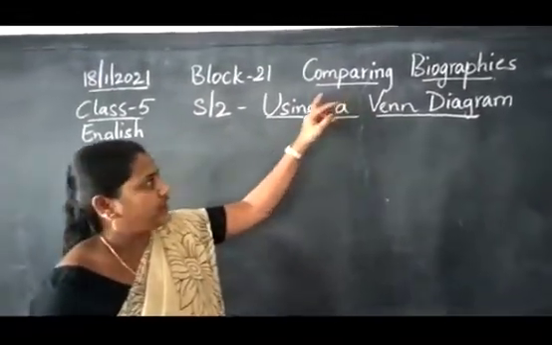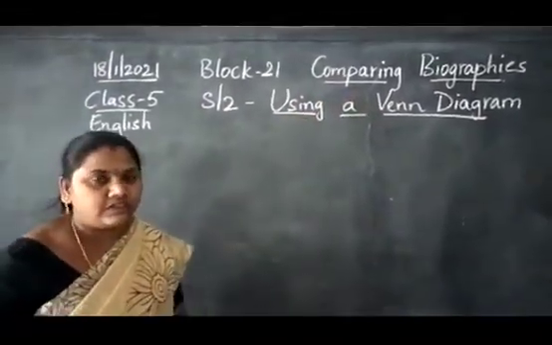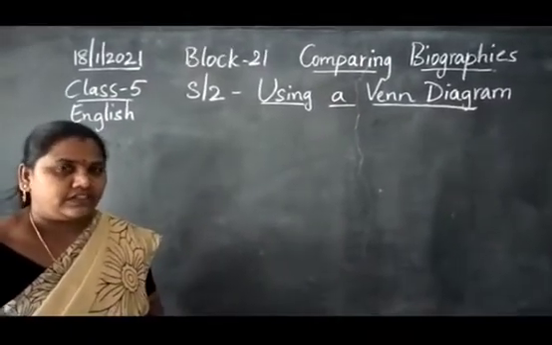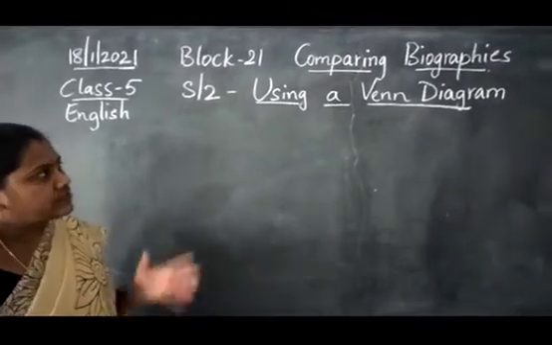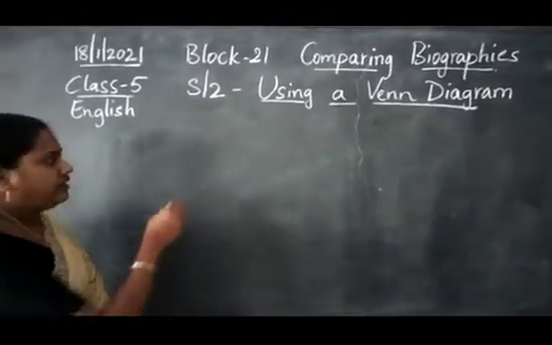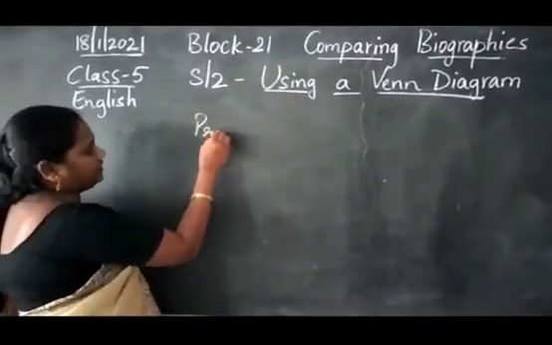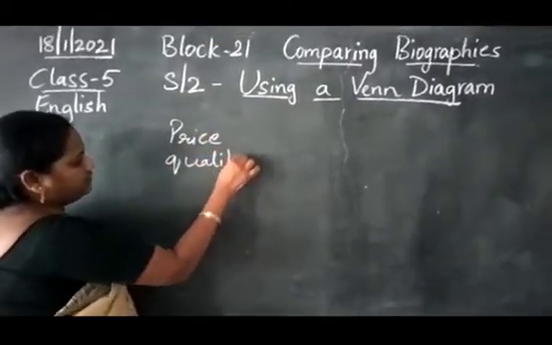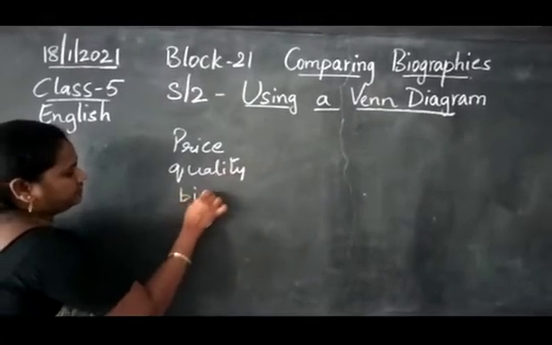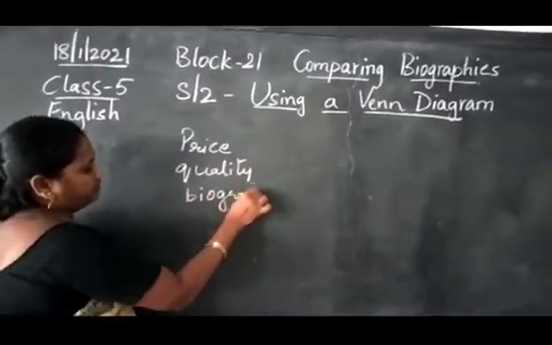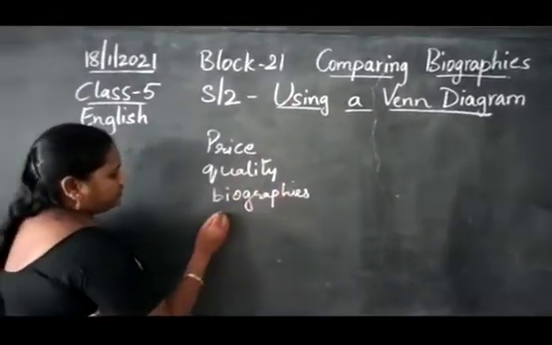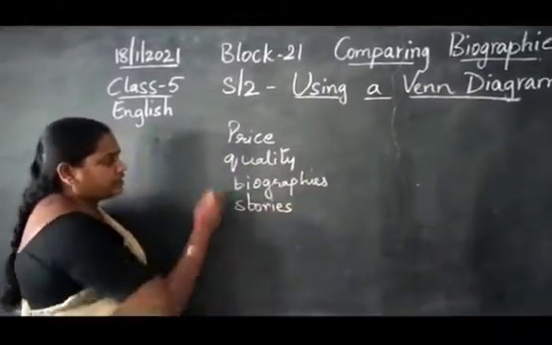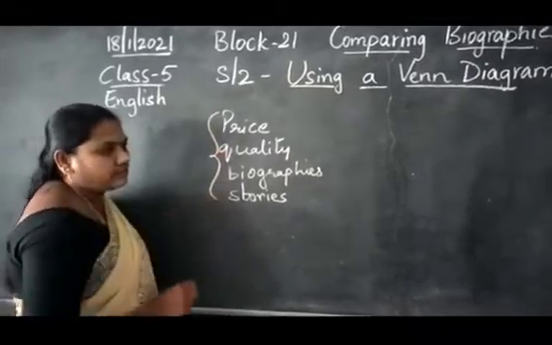In our previous class we discussed the signal words used when you are comparing and contrasting biographies or any stories. As I told you, given the example of price, quality, biographies, stories, any stories, we can compare and contrast. So many things we can compare and contrast.